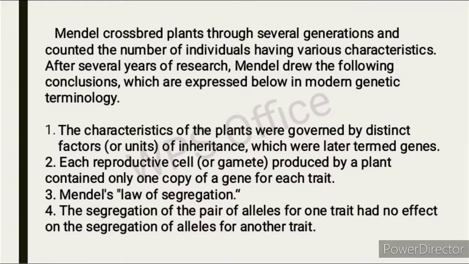For each of the seven traits studied, one of the two alleles was dominant over the other. When both were present together in the same plant, the existence of the recessive allele was masked by the dominant one. Second, each reproductive cell or gamete produced by a plant contained only one copy of a gene for each trait. A particular gamete could have either the recessive or the dominant allele for a given trait, but not both. Each plant arose by the union of a male and female gamete. Consequently, one of the alleles that govern each trait in a plant was inherited from the female parent, and the other allele was inherited from the male parent.